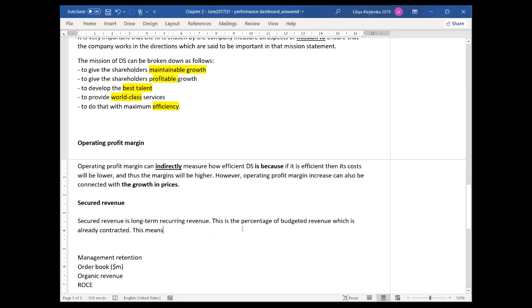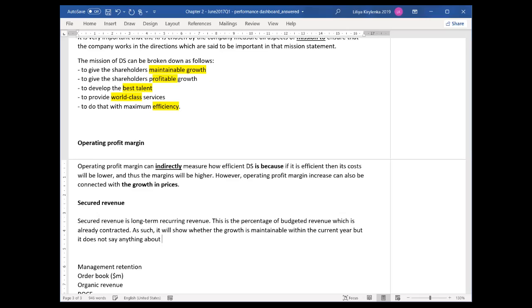Okay, this is a percentage of budgeted revenue which is already contracted. As such, it will show whether the growth is maintainable within the current year. But it does not say anything about the longer term aspect of maintainability.